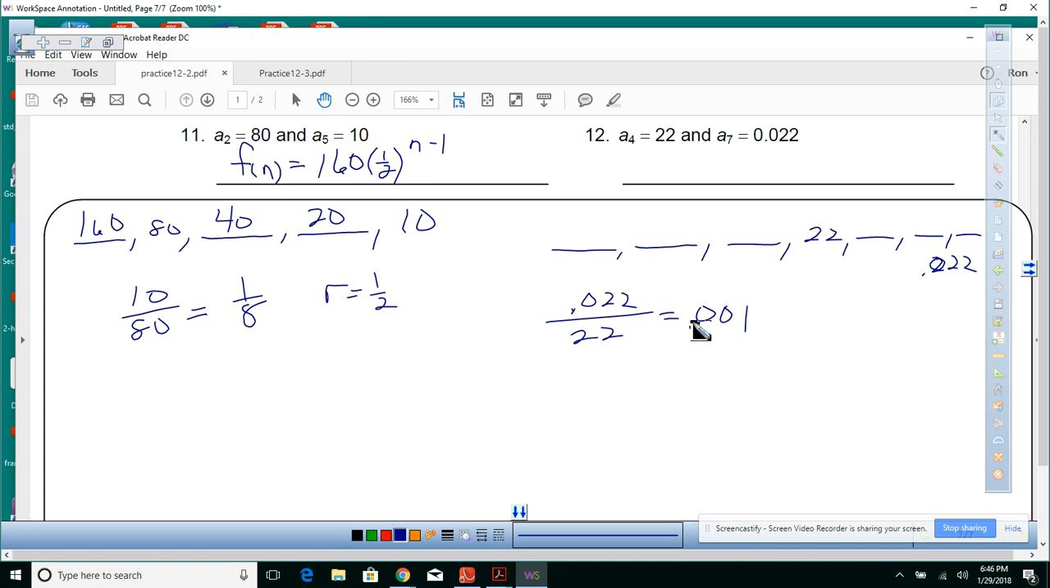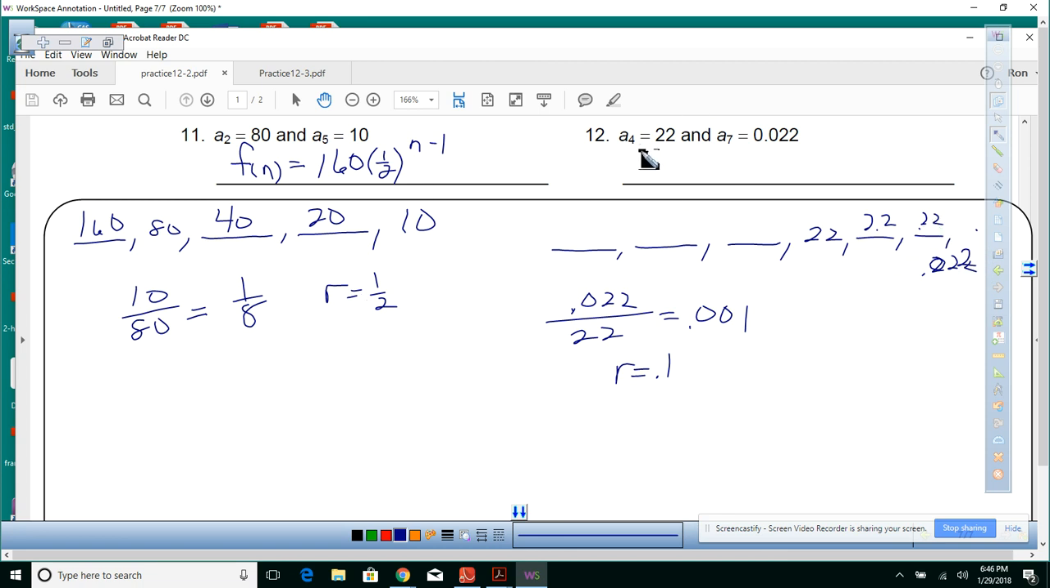Okay, so let's try this. 22, and then if we used R equals 0.1, that would give you 2.2, 0.22. That didn't work out right, did it? Let's see, that's 4, 5, 6, 7, 4, 5, 6. That was supposed to have been right there. That's why. Okay. So that did work out. I put it down here, 0.022. All right. So that did work out, 0.1.